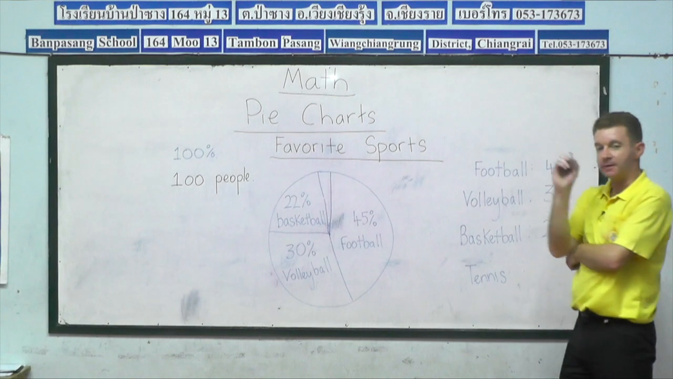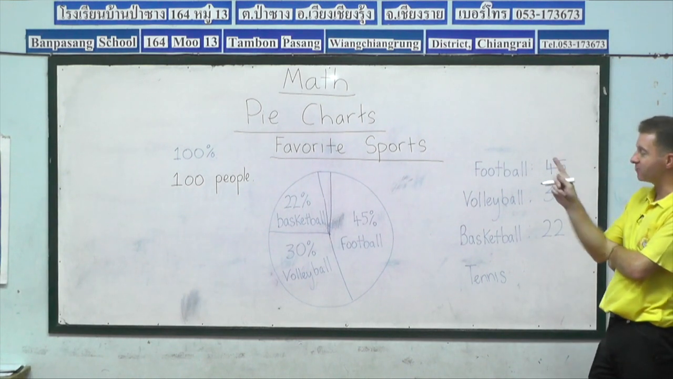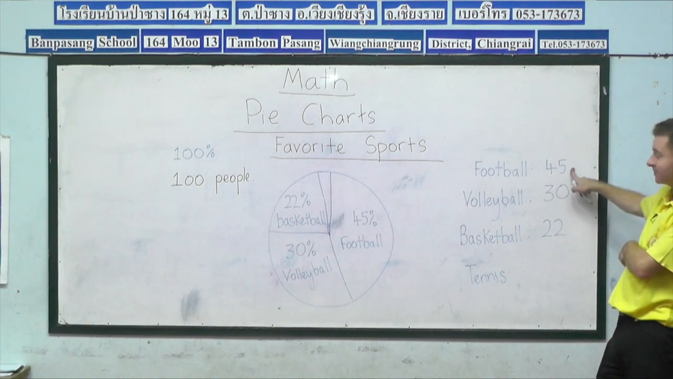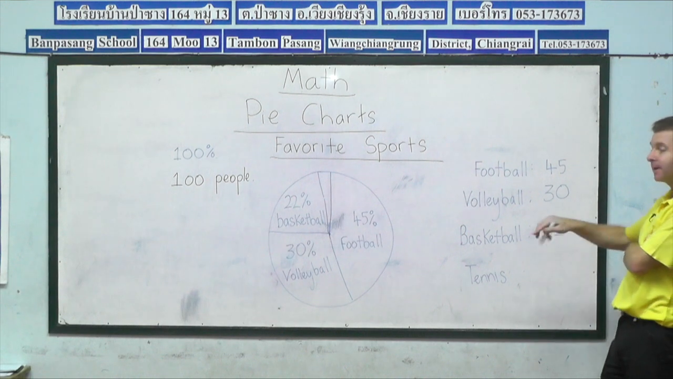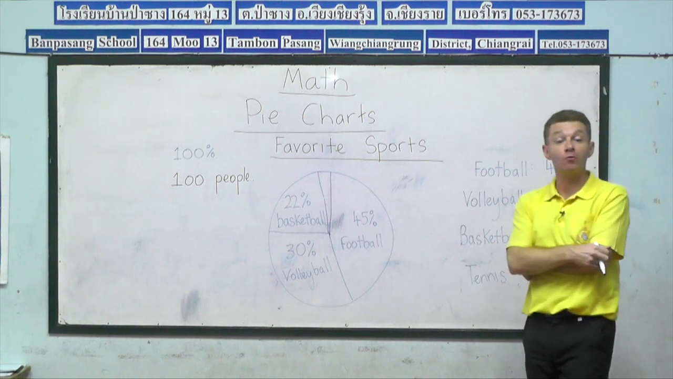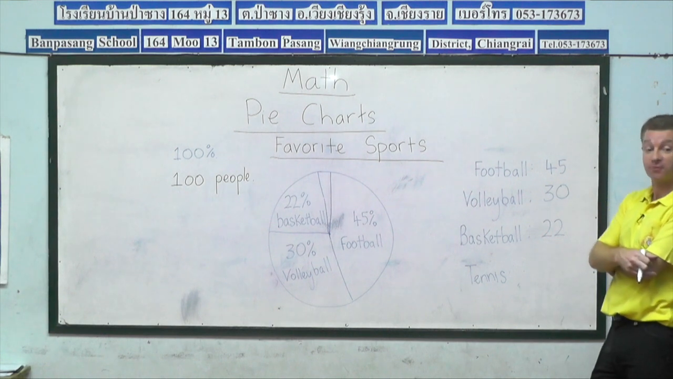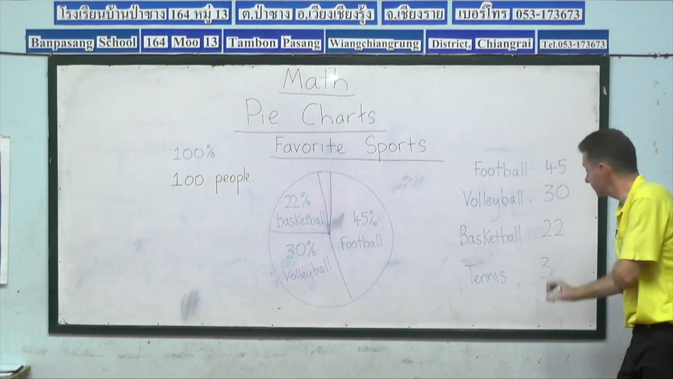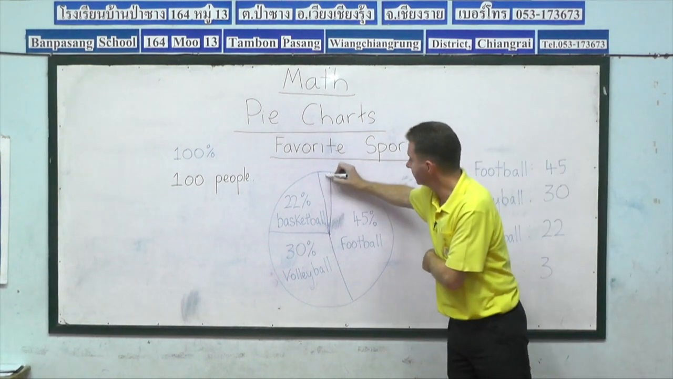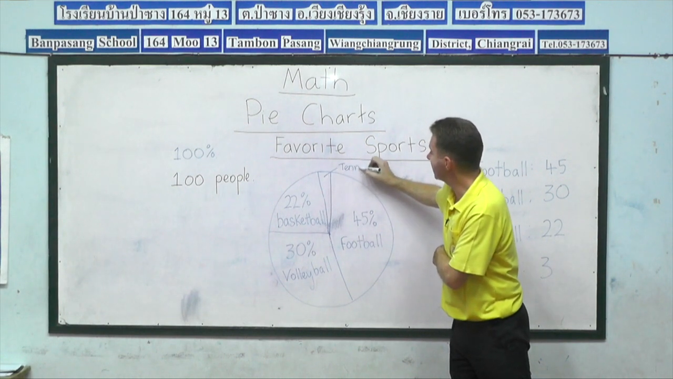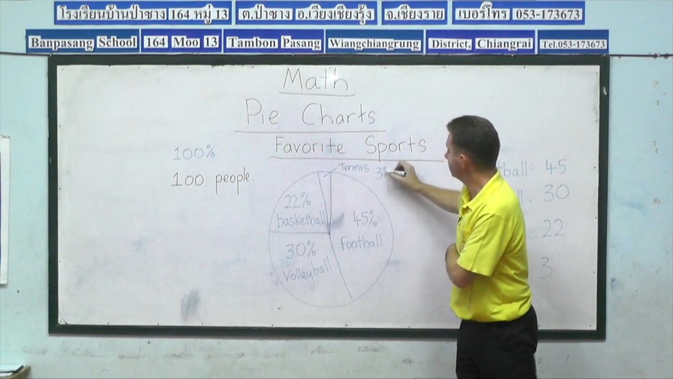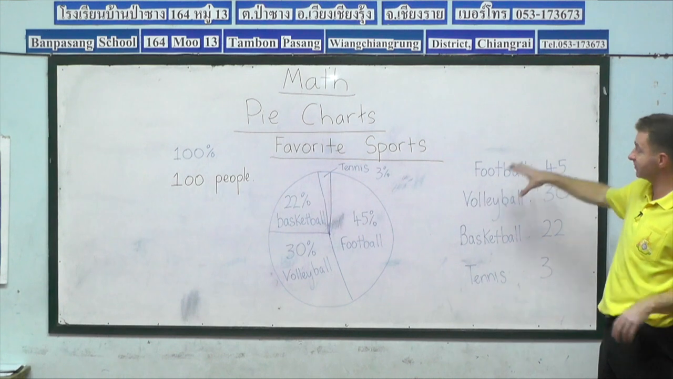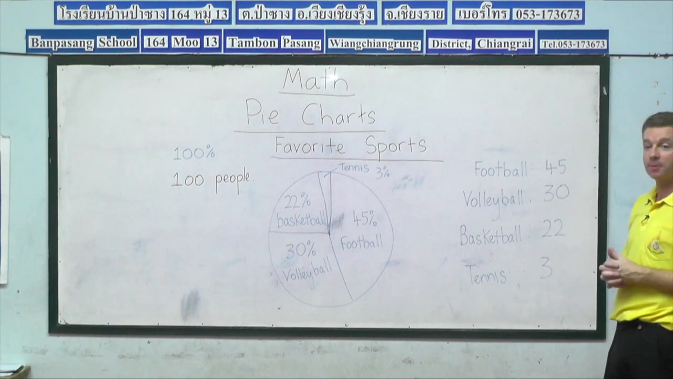Okay. So now let's think about our maths because we have one other slice of pie. If football is 45%, volleyball 30, basketball 22%, how many percent already? 3%. 3% for tennis, because 97% is already accounted for. So here we know the final amount. We can pull it outside. Tennis, 3%. And you can see how my pie chart represents the graphics of how many people like their different sports.